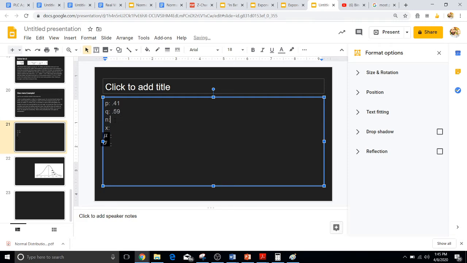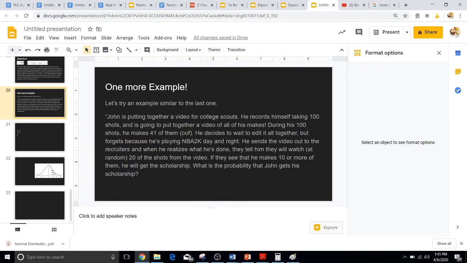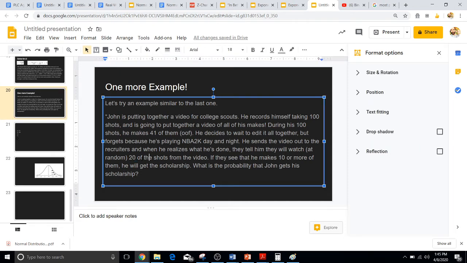All right, next up, we need to find the number of trials. Now, this is actually given inside of here, so let's read it very carefully. So he takes 100 shots, and you might think, oh, 100 shots, that's the number of trials. When in fact, the number of trials is going to be 20. We know this because the scouting department is only going to watch 20 of the shots that he takes. So we're going to go ahead and use the number 20 as our number of trials.